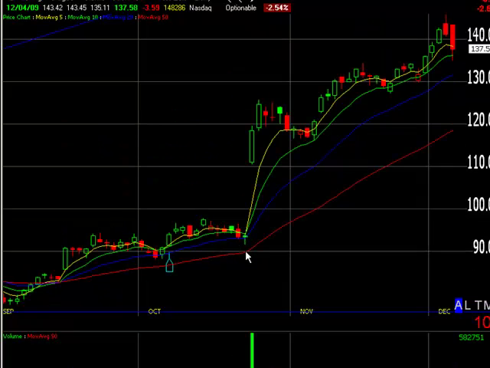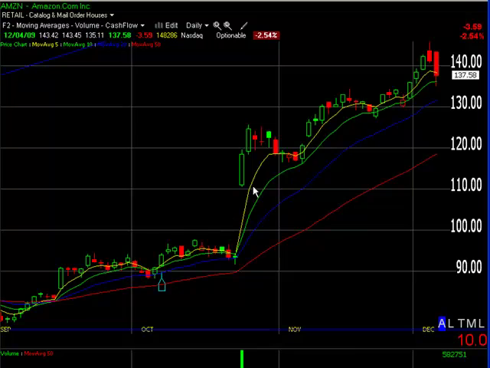Amazon certainly has taken off since its earnings. It hasn't even come back to touch the 20 moving average, has it? It's basically been working off the 10 moving average. So this kind of goes back to what I was saying earlier. You've got to find the moving average that works best for your stock.